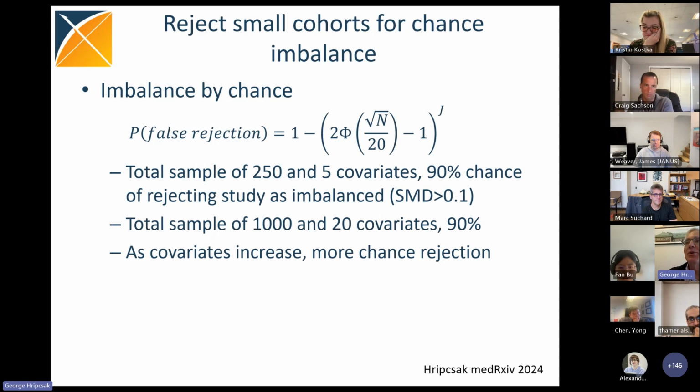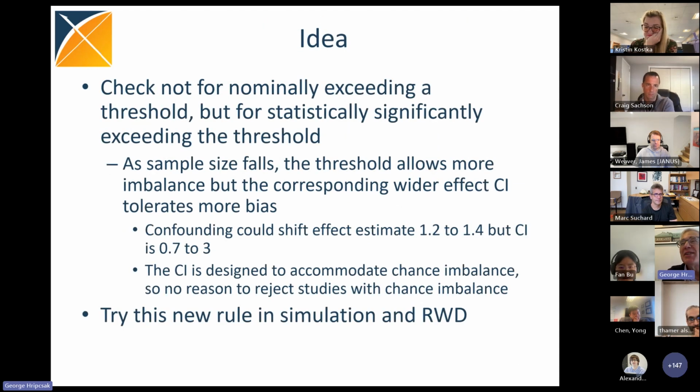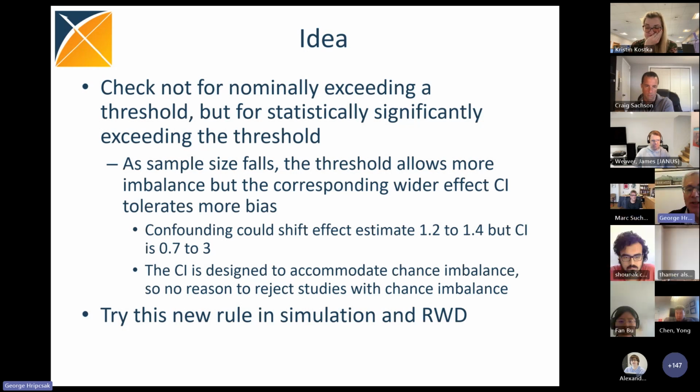So what should we do about that? And the idea is, well, instead of checking whether imbalance is greater than 0.1, let's check if it's statistically significantly greater than 0.1. That way, as sample size falls, we should have a higher and higher bar to pass to call it imbalanced. So in other words, when we check for statistical significance, instead of 0.1, it's effectively going to be a higher number than that, and we'll call fewer studies as imbalanced. And that won't hurt us.